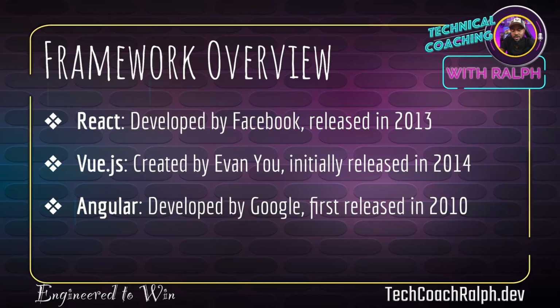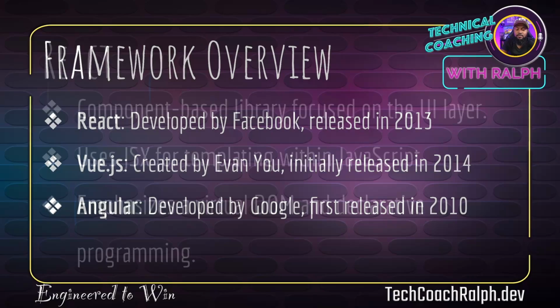So framework overview, real quick. We're going to go through each one of these, but we'll start off with React, developed by Facebook, released in 2013. Vue.js was created by Evan You, and it was initially released in 2014, and then Angular was developed by Google, first released in 2010, all right? And all of these frameworks are still in use. They're for different purposes, so we're going to break down each one of them one by one.